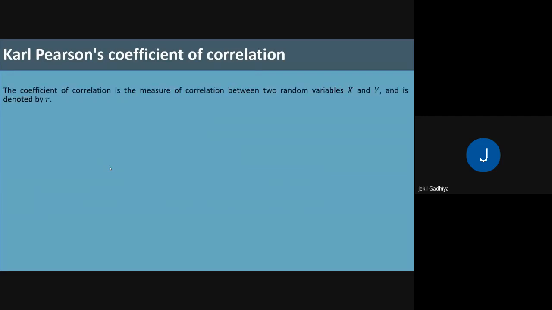Now, the first one is Karl Pearson's coefficient of correlation. The coefficient of correlation is the measure of correlation between two random variables x and y and is denoted by r. Here you can see that it is denoted by r, which we already wrote for perfect positive and perfect negative. In perfect positive, we wrote r equal to 1. In perfect negative, r is equal to minus 1. Now, what is r? r is nothing but the Karl Pearson coefficient.